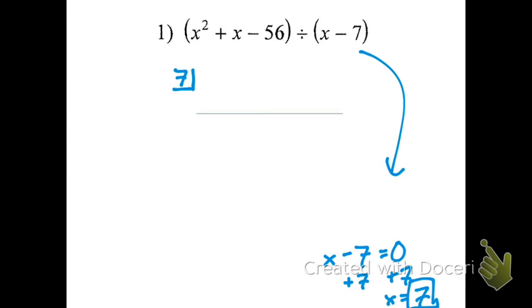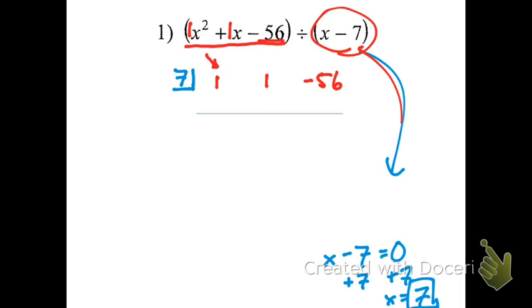Next up, we put the coefficients of this polynomial right over here. So 1, 1, and negative 56. We'll get into placeholders in the next video, but this is all we have to do right now. Just to review, if we set that equal to 0, we get 7. 7 goes in the box.